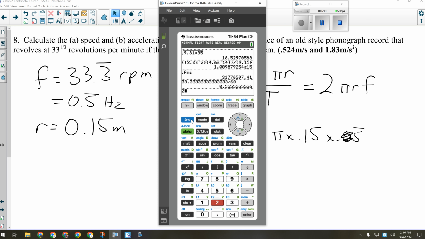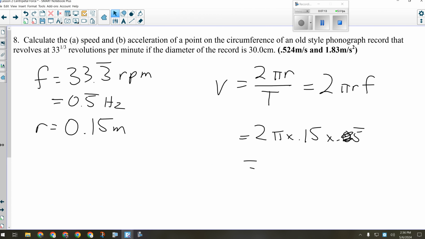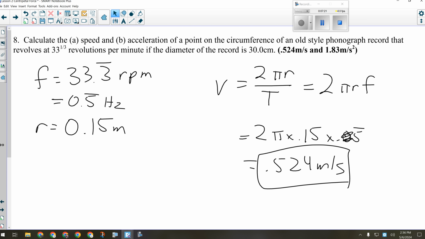So 2 times pi times 0.15 times that number there. Okay, 0.524 meters per second would be the speed. Okay, so a few contextual tricks in that question.